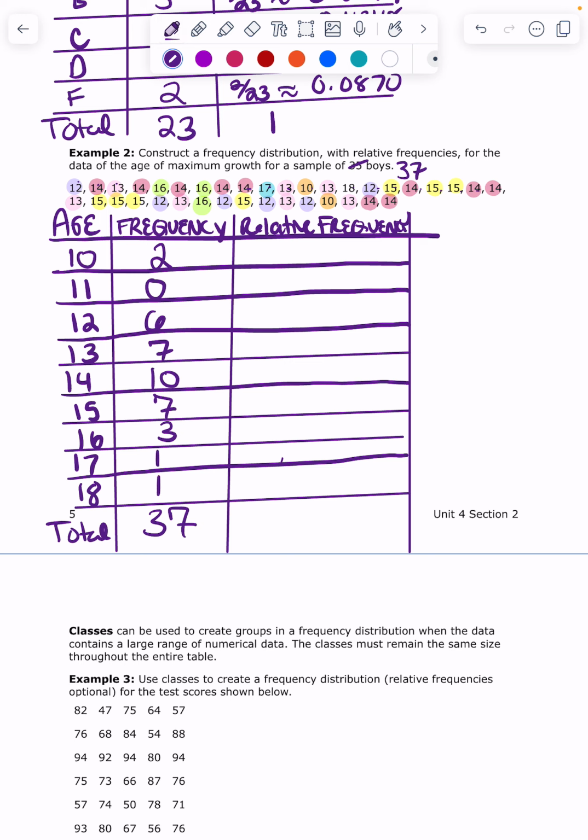So you know how to find relative frequency now. You just divide each frequency by 37. I'm just going to give you the values rounded to 4 decimal places. And I already checked that they add up to 1. Of course, if you add all these relative frequencies up that are rounded, it's not going to be exactly 1 because it's rounded.